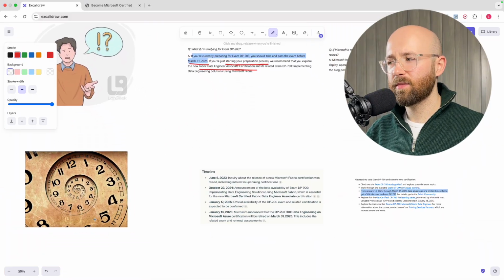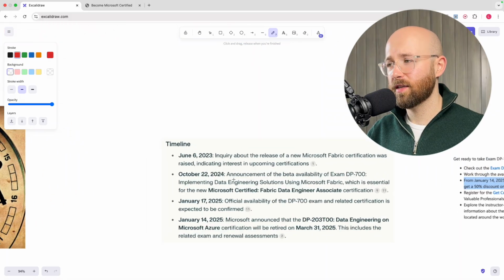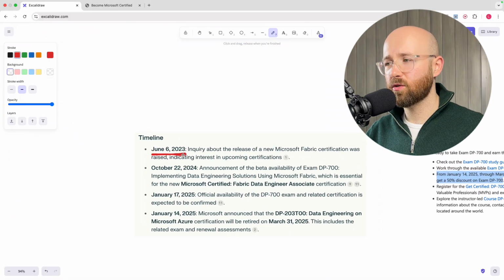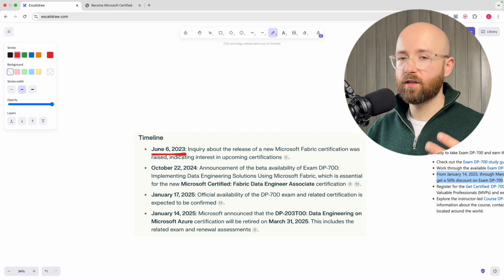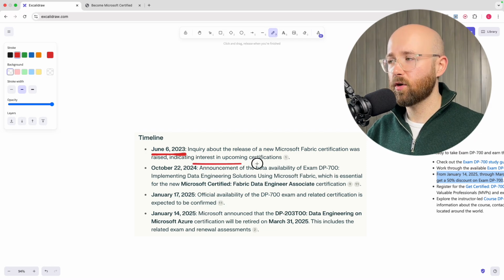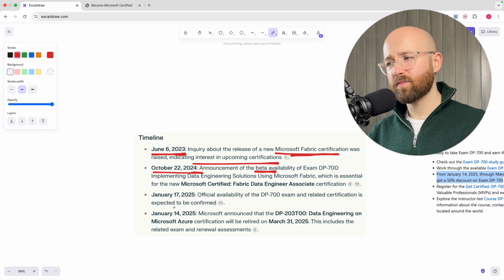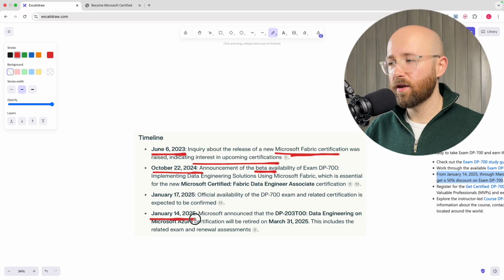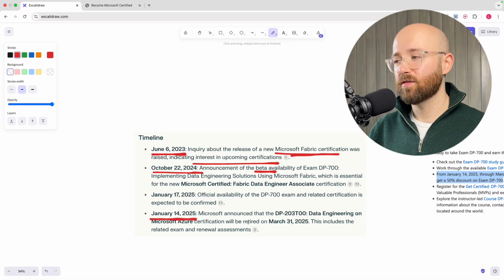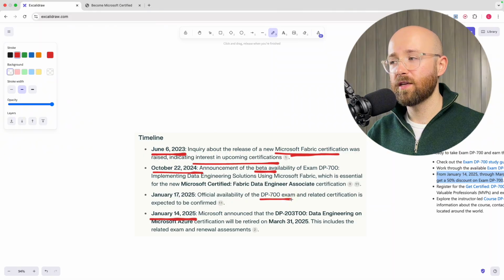So what's the timeline of events that have gotten us here? So on June 6, 2023, Microsoft made an inquiry to the community about an interest in upcoming certifications for Microsoft Fabric. Then based on that, they introduced a beta exam for Microsoft Fabric Data Engineer in October of last year. And then, pretty much today or yesterday it would have been, they announced that they're going to retire the Data Engineering certification and they're going to release the Fabric certification to the public.